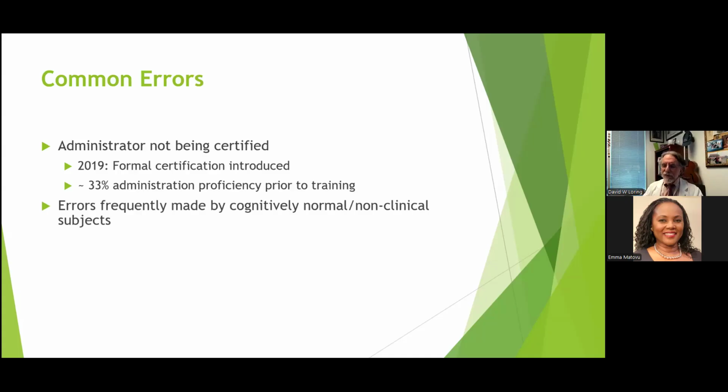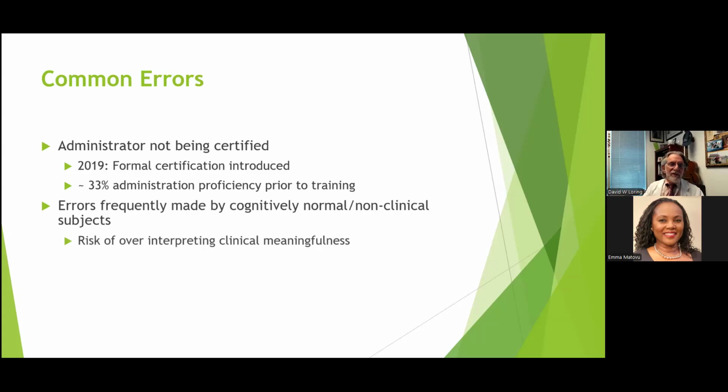Now, response errors are frequently seen in cognitively normal, non-clinical patients. And this is really an important thing to realize, too, to the extent that you go in and try to interpret either individual errors on a particular item or looking at errors that fall predominantly within one of the MoCA domains.